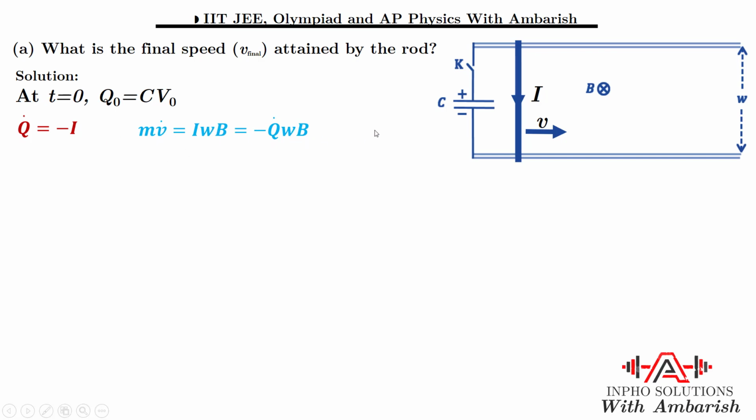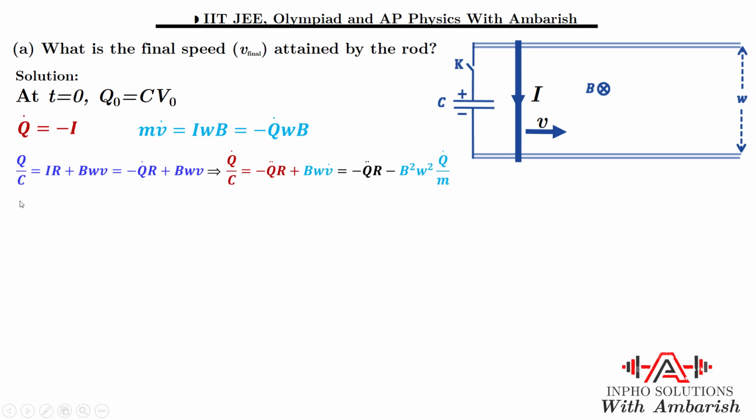All right, now what else can we say? Now applying Kirchhoff's law to this loop. What do we get? Q by C is the potential difference across the capacitor. This should be equal to the potential drop IR, plus the motional EMF. There's also going to be a motional EMF in this, right? You know that motional EMF is BLV, so L is W over here, so BWV is the motional EMF. So just applying Kirchhoff's law, we can say that Q by C is equal to IR plus BWV.